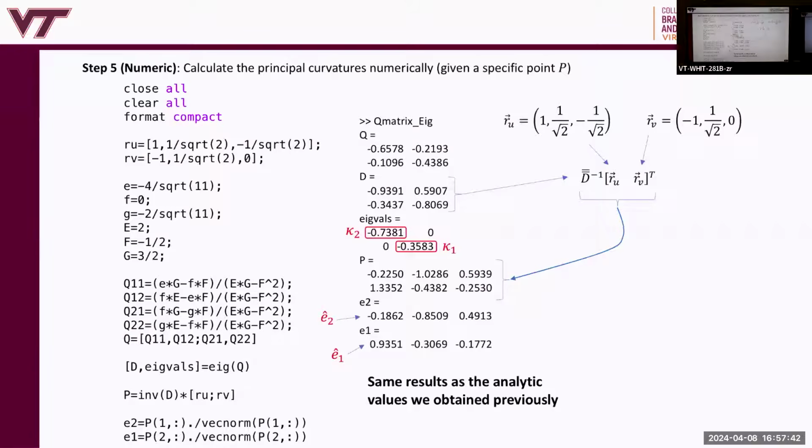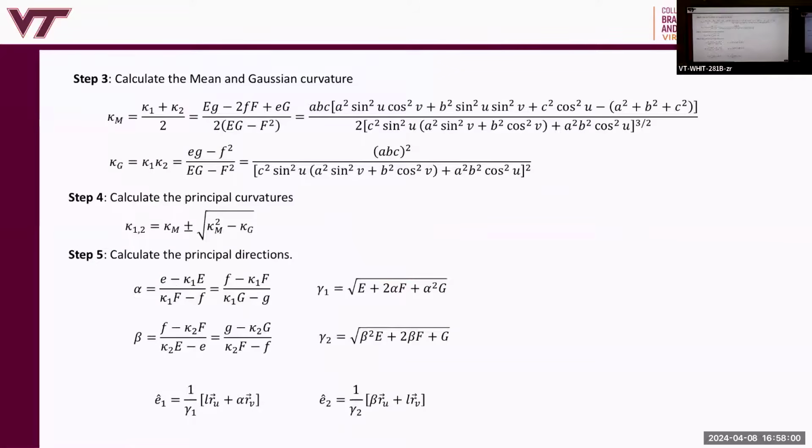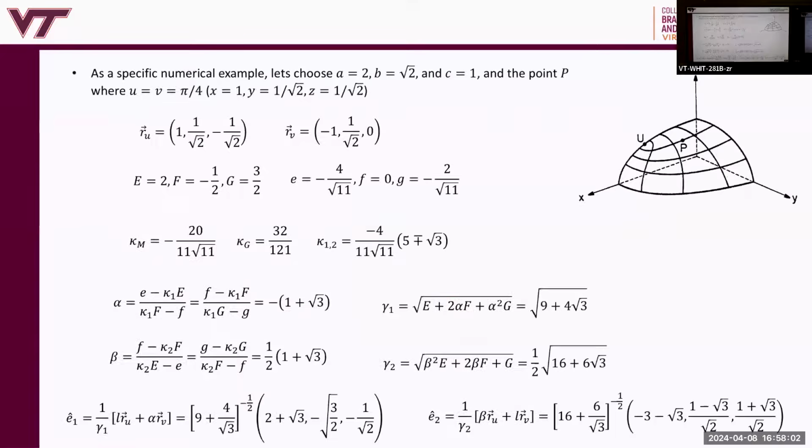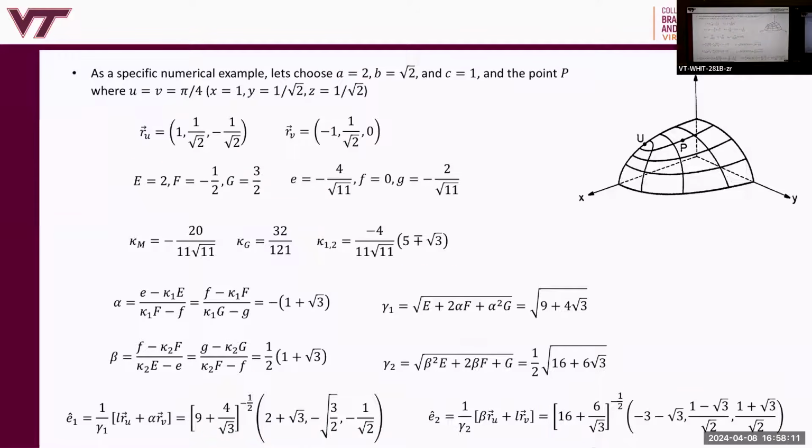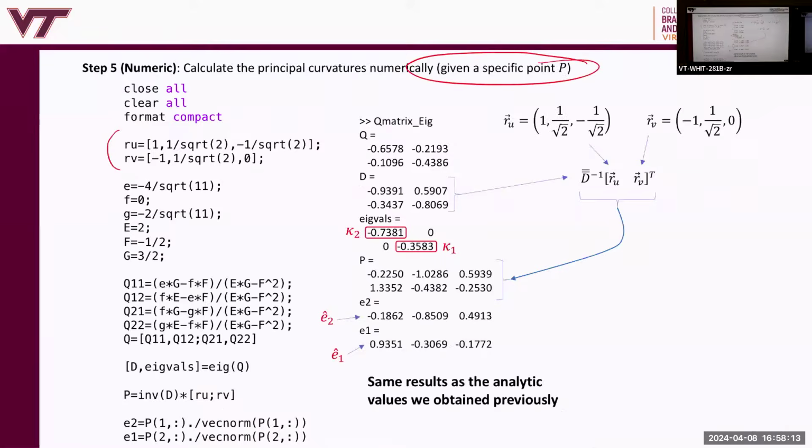All right. So let's do it numerically instead. Here's some code to do it numerically. So we calculate RU and RV. This is at a particular point P, the point that we used in the previous example. We calculated RU and RV there when I told you to remember what we did here. So for the particular numerical example, we had RU and RV here. And then we calculated kappa 1, 2, and then these eigenvectors, or these principal directions, right? So we can do it all numerically in code.